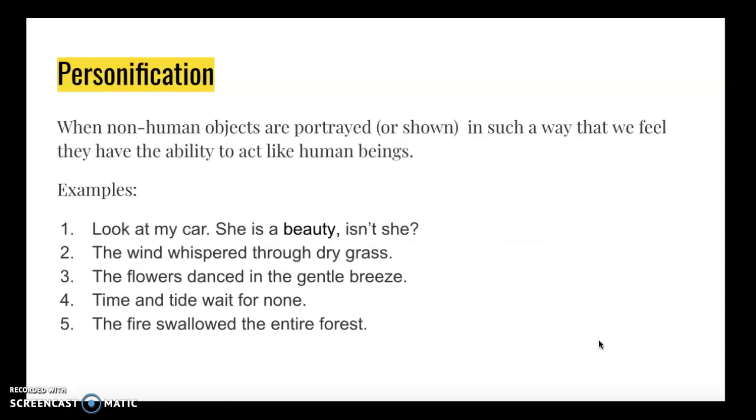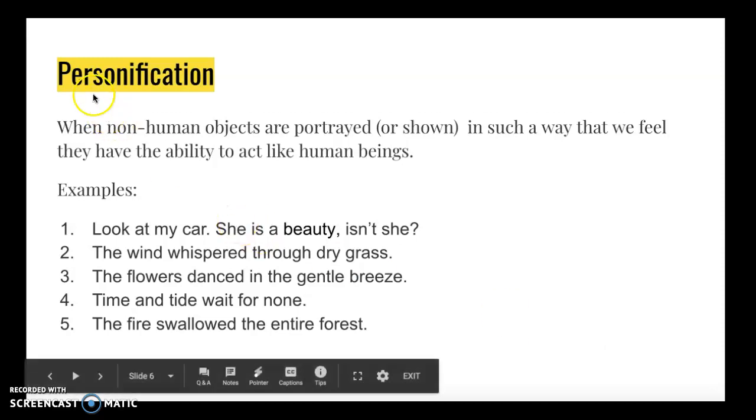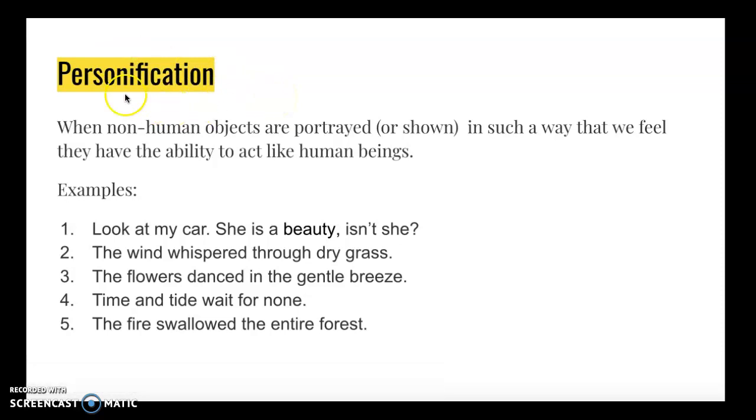Now, before we move on to the actual definition, I want you all to look at the word personification. What do you all notice about it? Usually what my students notice about it is that person is in it. And that's what I want you all to think of from here on out. So personification is when you have something non-human, like an object, and it's being compared to something that is human. It's given a human characteristic.